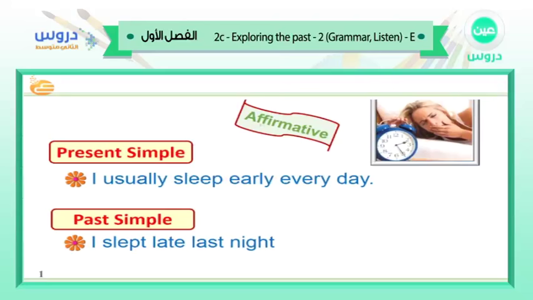Present simple, the affirmative form, means the sentence says yes. I usually, as we said before, adverb of frequency, sleep early every day. The past simple, everybody, okay: I slept late last night. Time expressions. Every day, the present simple; we use the past simple with last night, last week, yesterday, something that happened in the past, as we said before. Okay? This is the affirmative form. Okay? Means the sentence says yes. I usually sleep early every day.